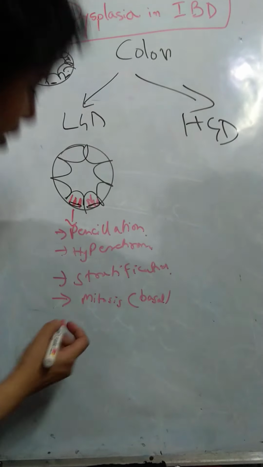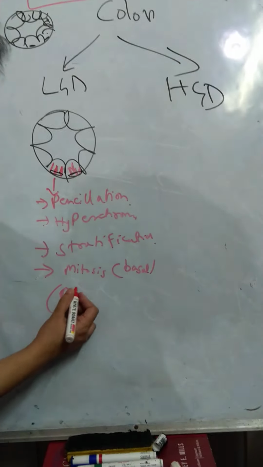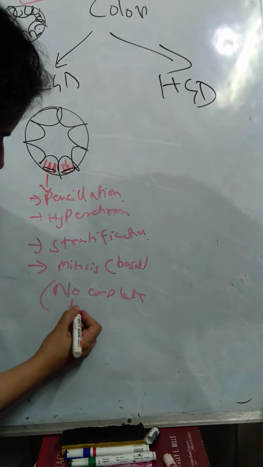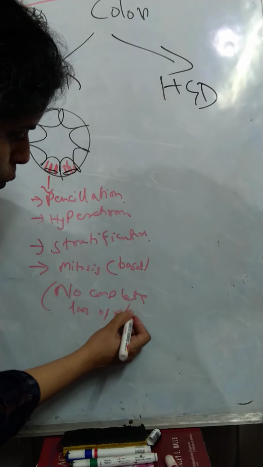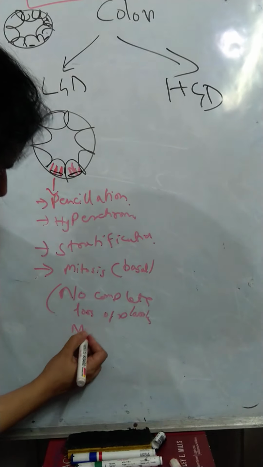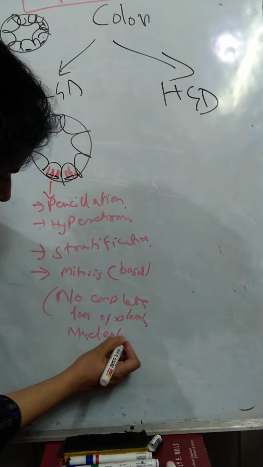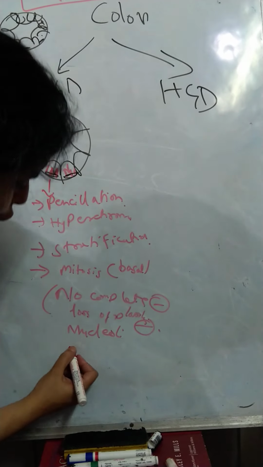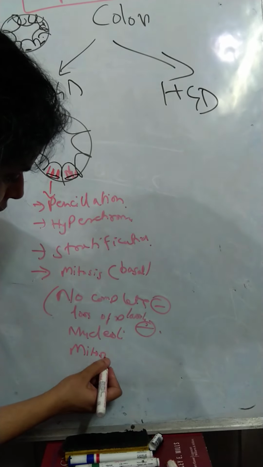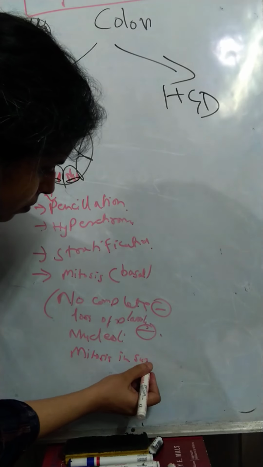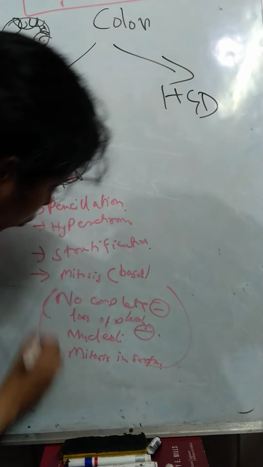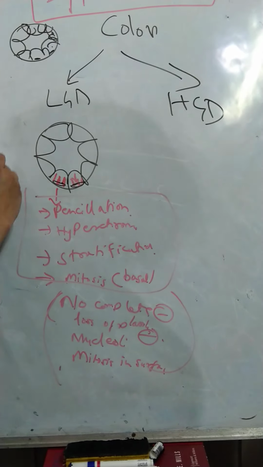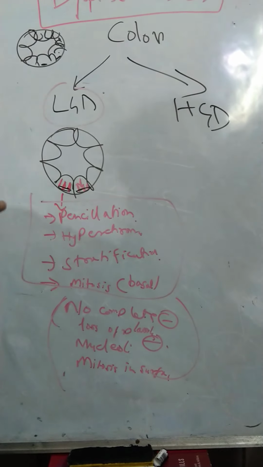What you don't see is complete loss of polarity. You don't see that. What you don't see is nucleoli, so these are absent. And what you don't see is mitosis in the surface. So, when you see only these features, that's when you call it a low grade dysplasia.